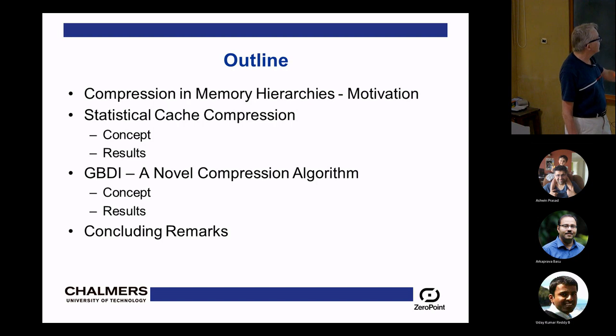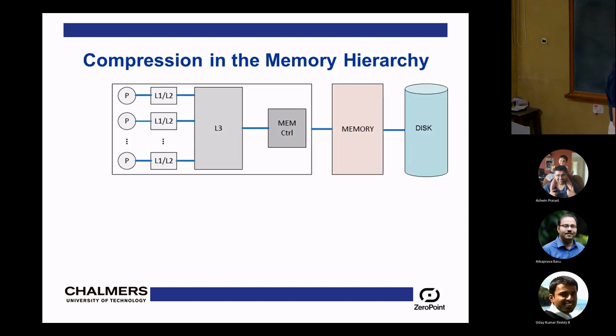So I'm going to talk about one topic. First I'm going to give a motivation for why. Then we're going to look into what we came up with a few years ago, statistical cache compression, and some recent progress on compression algorithms called GBDI that we published this year in HPCA before I conclude.